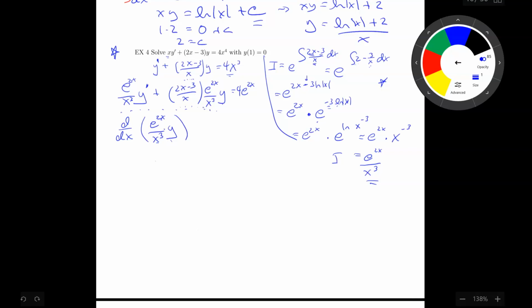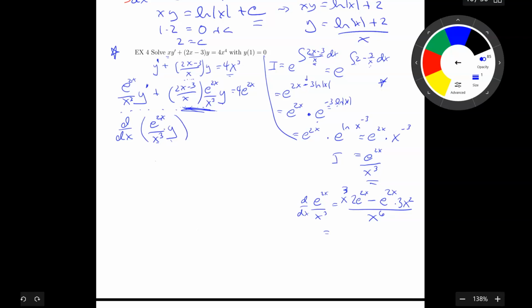So let's just go take the derivative of this thing, right? Let's go take the derivative of e to the 2x over x cubed, just over here, just to make sure that it turns out to be this, right? So in order to take this derivative, you need the quotient rule. So that's low d high minus high d low, and then squaring the bottom. So squaring x cubed gives me x to the 6th.